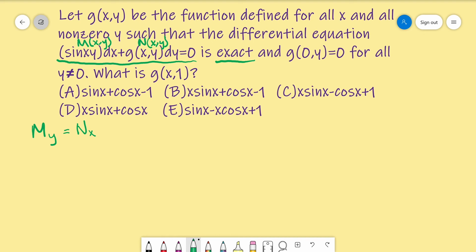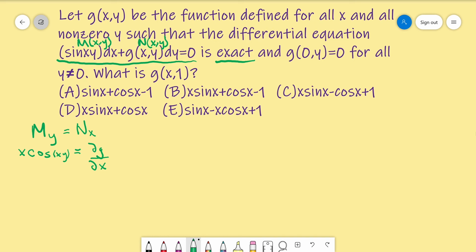So let's see. The partial derivative of sin(xy) with respect to y is cos(xy) times x, chain rule. And the partial derivative of N with respect to x, well, that's just the partial derivative of g with respect to x. So we have some information here. We know that the partial derivative of g with respect to x is x cos(xy).